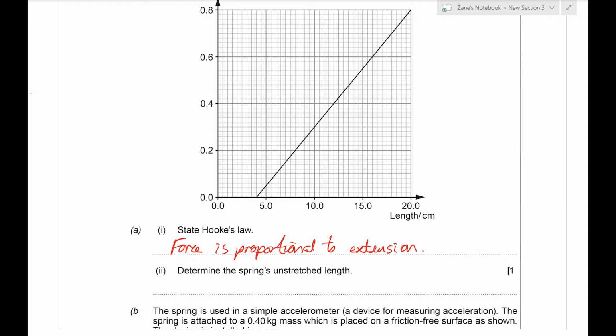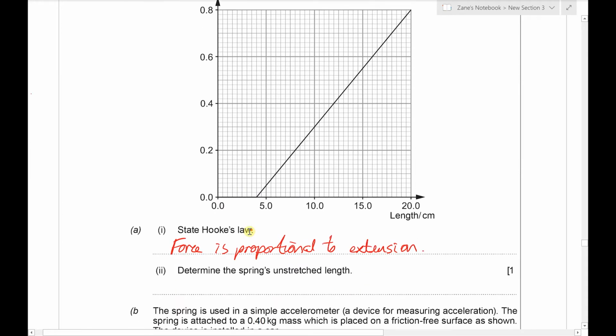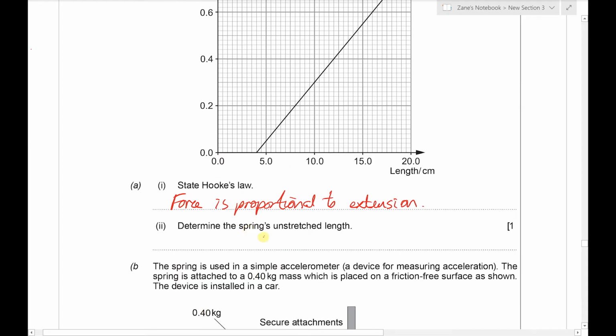Next, we're going to determine the spring's unstretched length. So if the spring isn't stretched, there's no force acting on it, and when there's zero force acting on the spring, we can see from the graph that its unstretched length will be 4.0 centimeters.